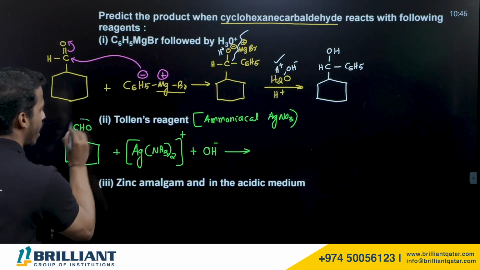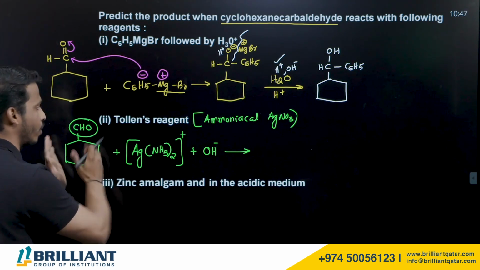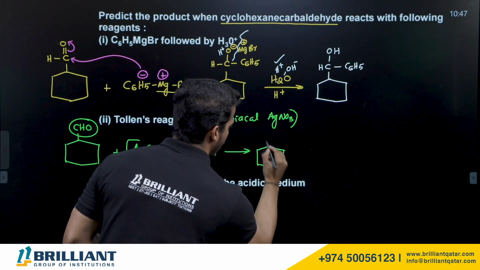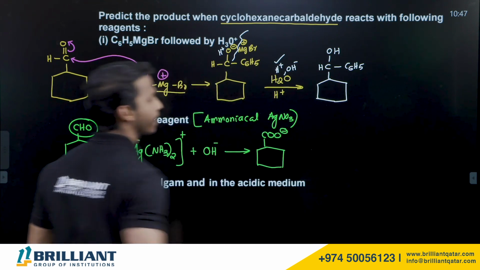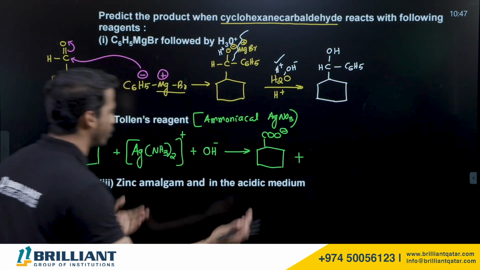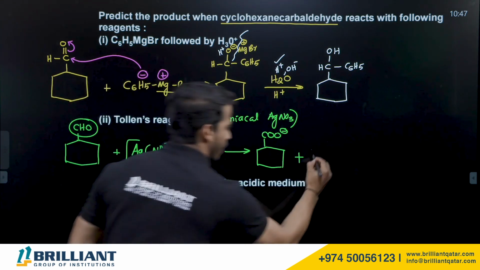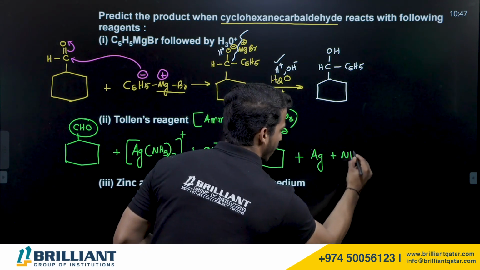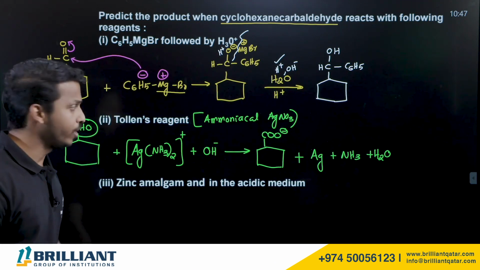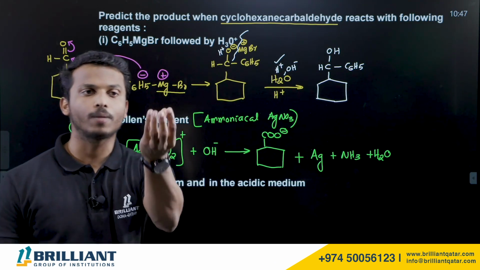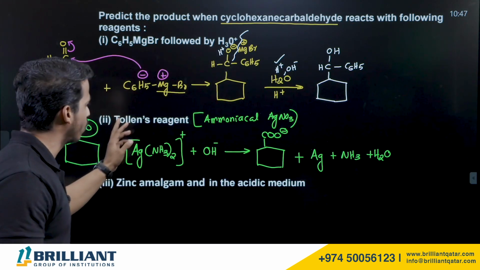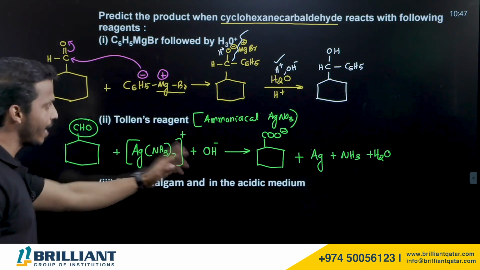So what is the test? The aldehyde part is converted. Aldehyde undergoes oxidation. It will give you carboxylic acid, which means cyclohexane with COO minus, the acid part. So aldehyde is converted to the acid part. What are the byproducts? Silver, ammonia, along with water. These are the byproducts common in every Tollens reaction. The silver is deposited at the bottom of the test tube. Therefore, it is called the silver mirror test, right? Tollens test is also known as the silver mirror test. So this is the reaction.